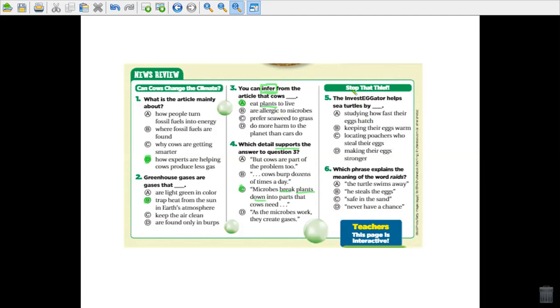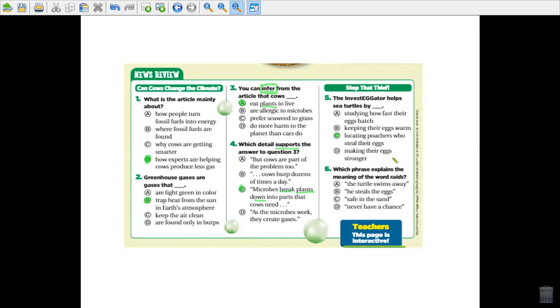Question 5. This is from the story, Stop That Thief. It says, the investigator helps sea turtles by, if you put C, locating poachers who steal their eggs, then you were correct. Good job.